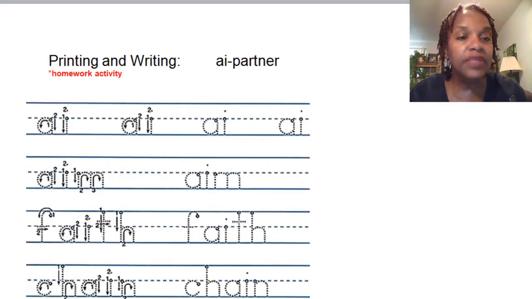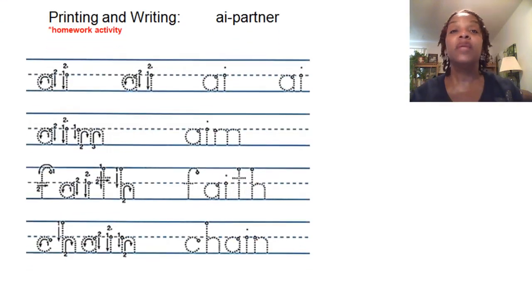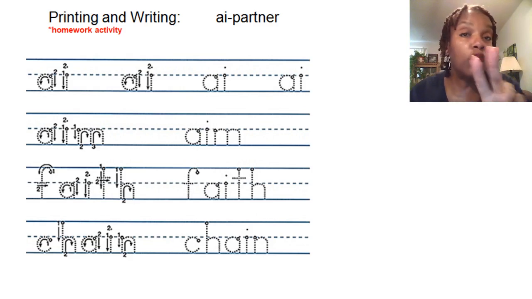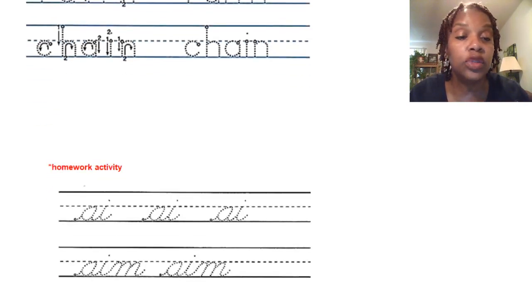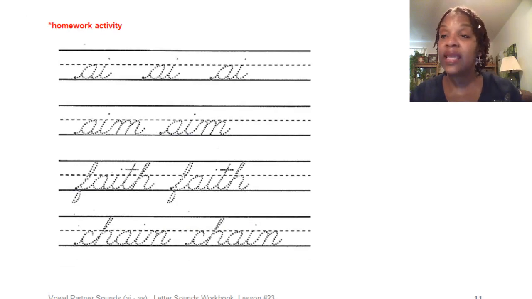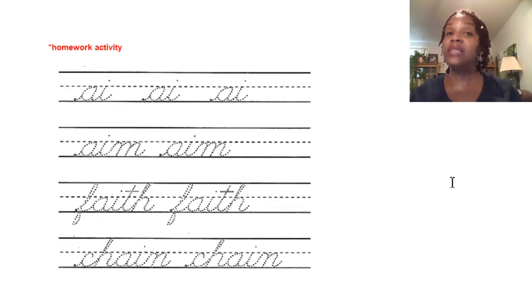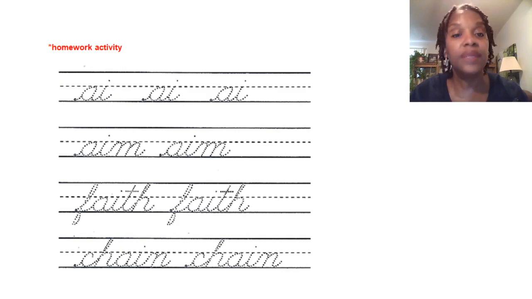All right. This is also in your homework packet, and this is the writing portion, the practice writing portion. So you're going to take this page, this tracing page, and you're going to trace today's featured sound, which is AI, and then you're going to write the 3 words that contain the AI partner. All right. Good job. So that's for all 3 levels. This is for my levels 2 and 3. You're going to repeat the same activity, but this time you're going to write it in cursive. So you're going to write the AI partners and the 3 featured words in cursive.